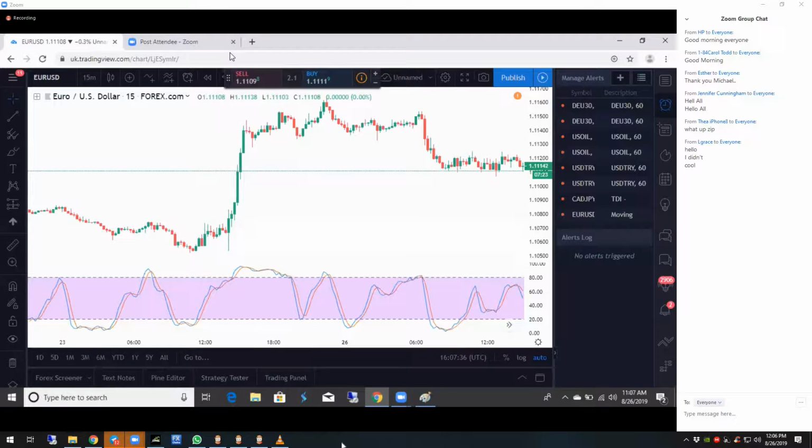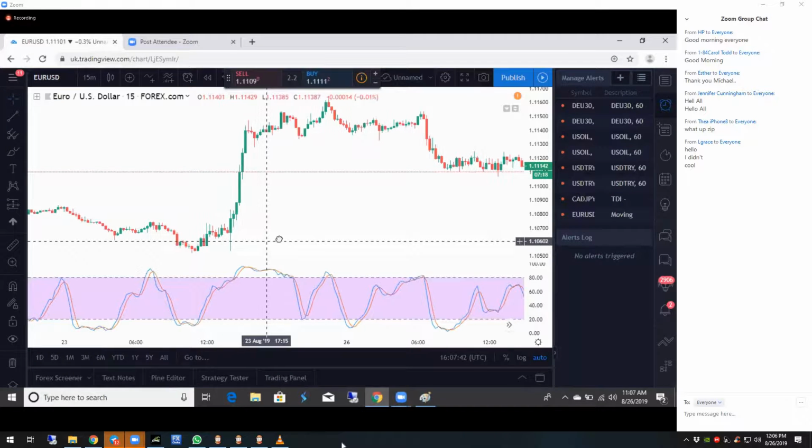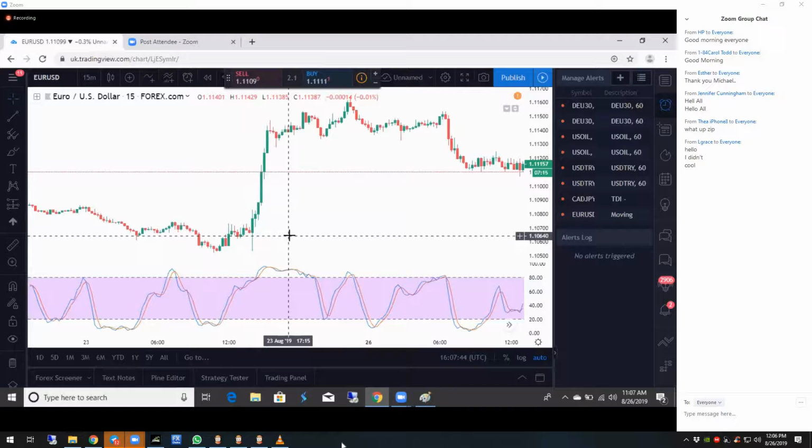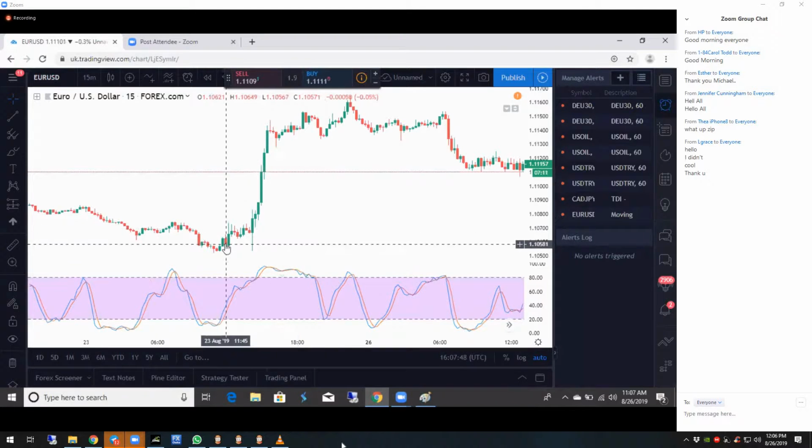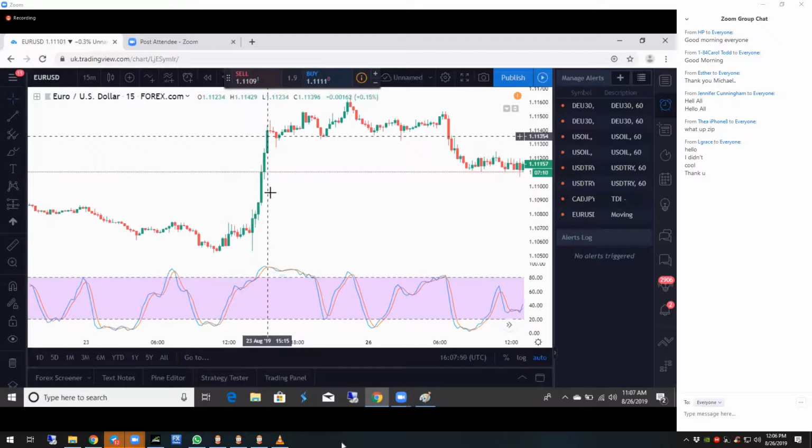So we have 60 people on this call. Like I said, the stochastic goes off crosses. Now let's look at two moves on euro dollar that happened. We'll look at this big up move. How would I have known to get in this big up move?